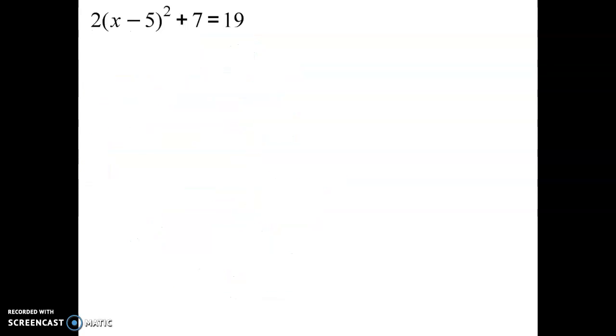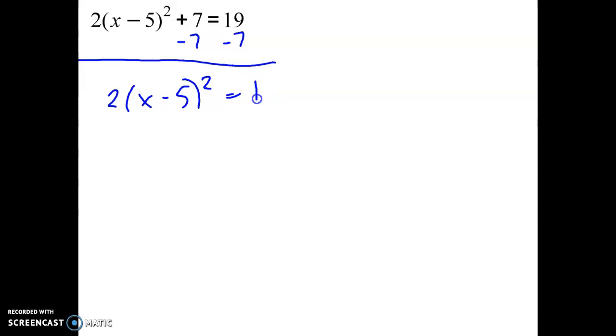All right, look at this last one. I won't have time to finish it, but I did want to start it with you. I need to get the squared thing by itself. So I'm going to subtract the 7, and then I'm going to divide by 2. And it's important to do it in that order, just like you would a regular equation. Add and subtract first, and then go back and do your division afterwards to isolate the squared thing so that you can take the square root.